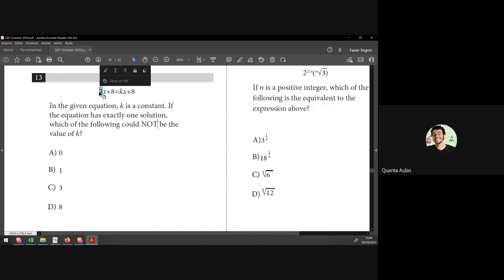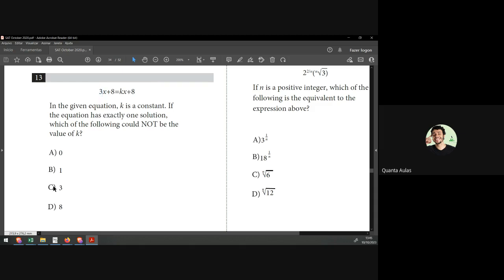Okay. If the K is the same, we will have the same line, the same equation. And we don't want this because we don't want more than one solution. We want only one solution. So K needs to be different from 3, okay?